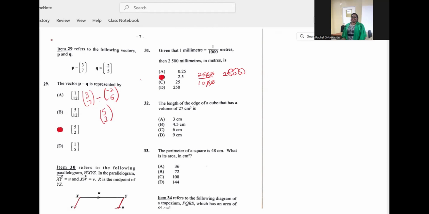Number 32. The length of the edge of a cube that has a volume of 27 cubed is what? Remember, the volume of a cube is side by side by side. So you really want to know which one of these numbers, when you multiply by itself 3 times, will give you 27. The answer will be 3.